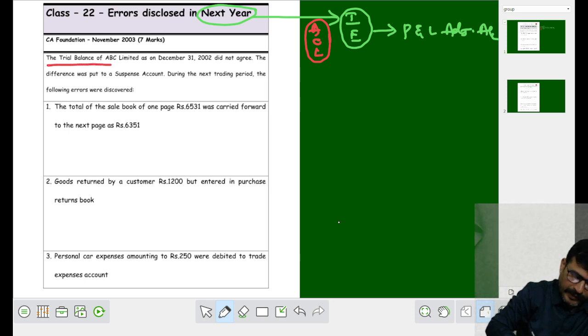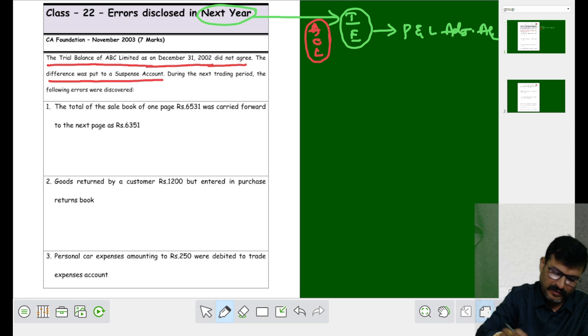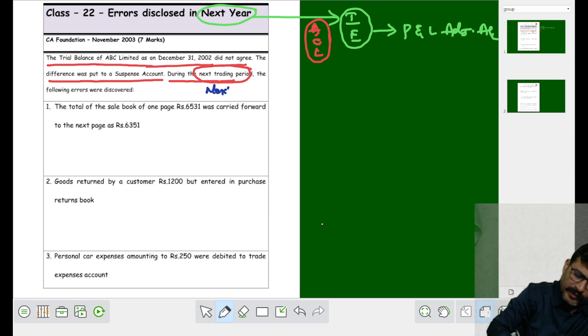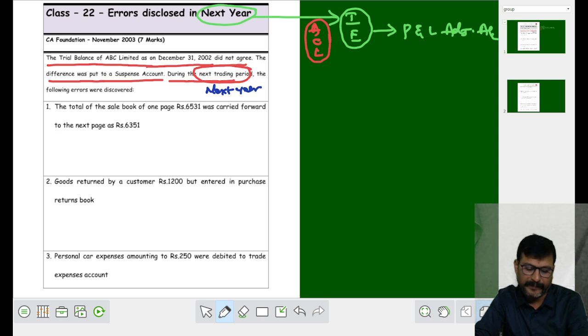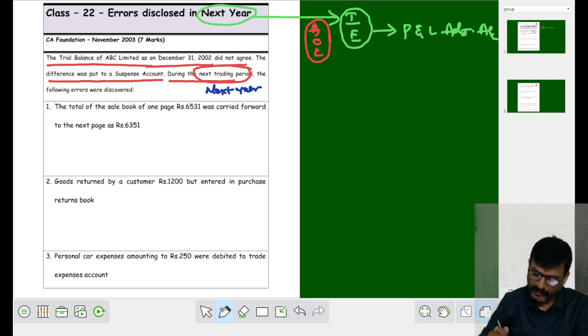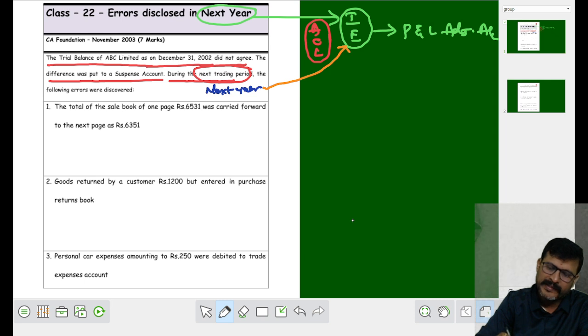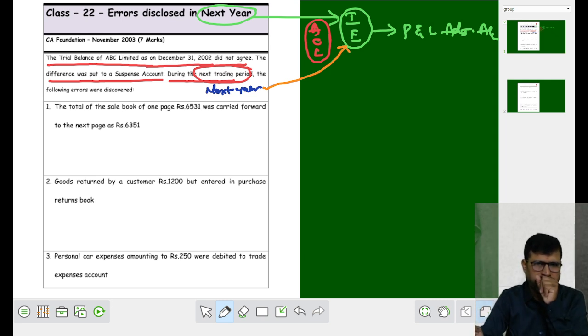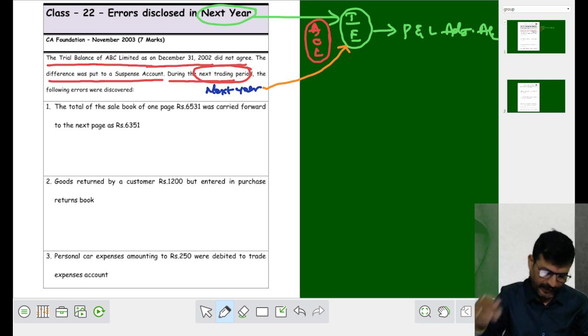The trial balance of ABC Limited as on December 2002 didn't agree. The difference was put to a suspense account. To which account is the difference placed? Suspense account. During the next trading period, meaning during the next financial year, the following errors were disclosed. As we know very well, my dear students, when the errors are disclosed in the next year, please remember these two things: in the place of income and expenses, use the P&L adjustment account. Shall we start? Fine.